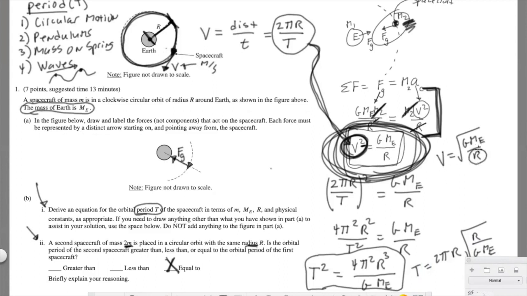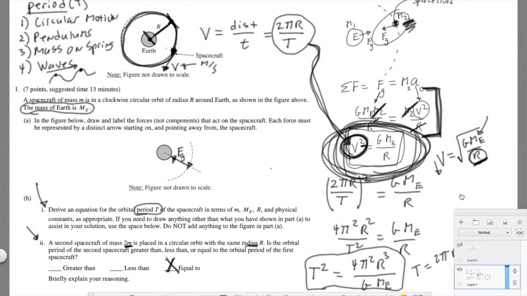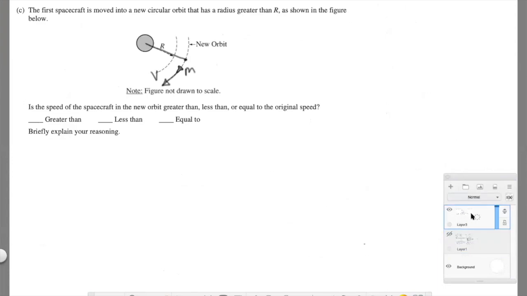If you increase the radius with everything else staying constant, we did not change the mass of the Earth or anything. If the radius of the orbit goes up, because r is in the denominator, velocity must go down, which is the answer to the question. So you're going to say the new orbital speed is going to be less than, and for explaining your reasoning, you're going to say in the equation we derived, r is in the denominator for velocity, so therefore an increase in radius will cause a decrease in velocity.